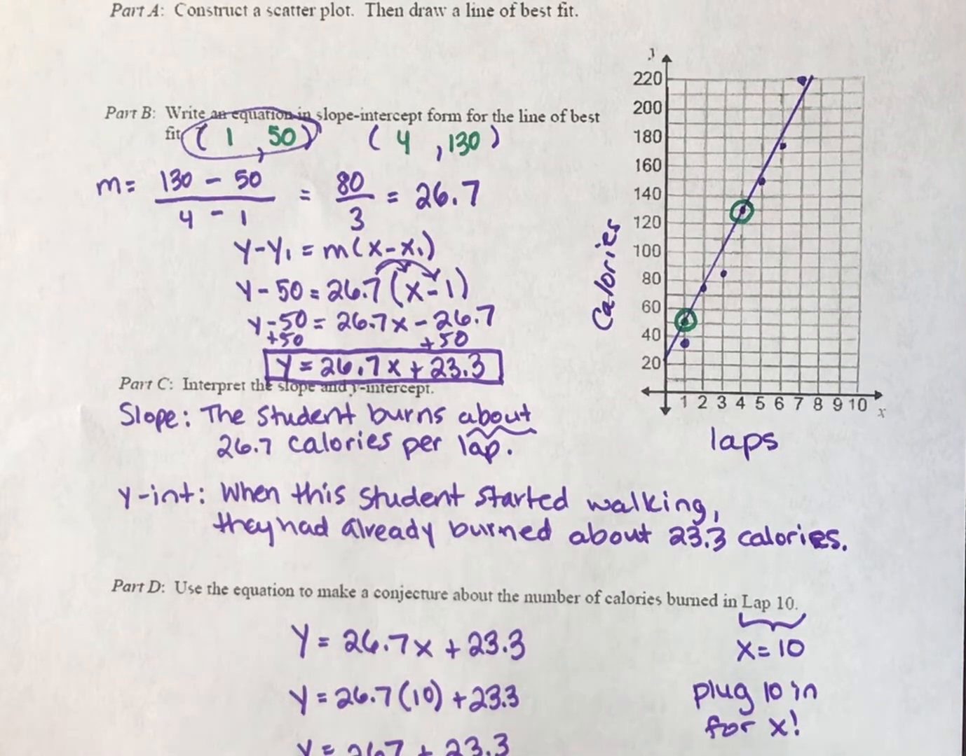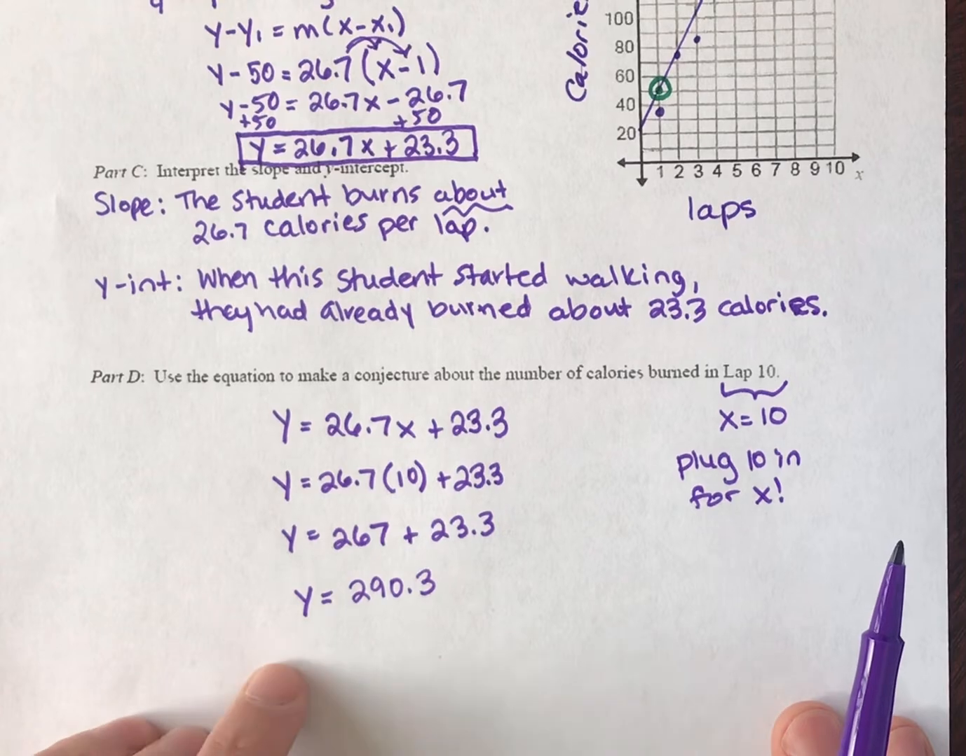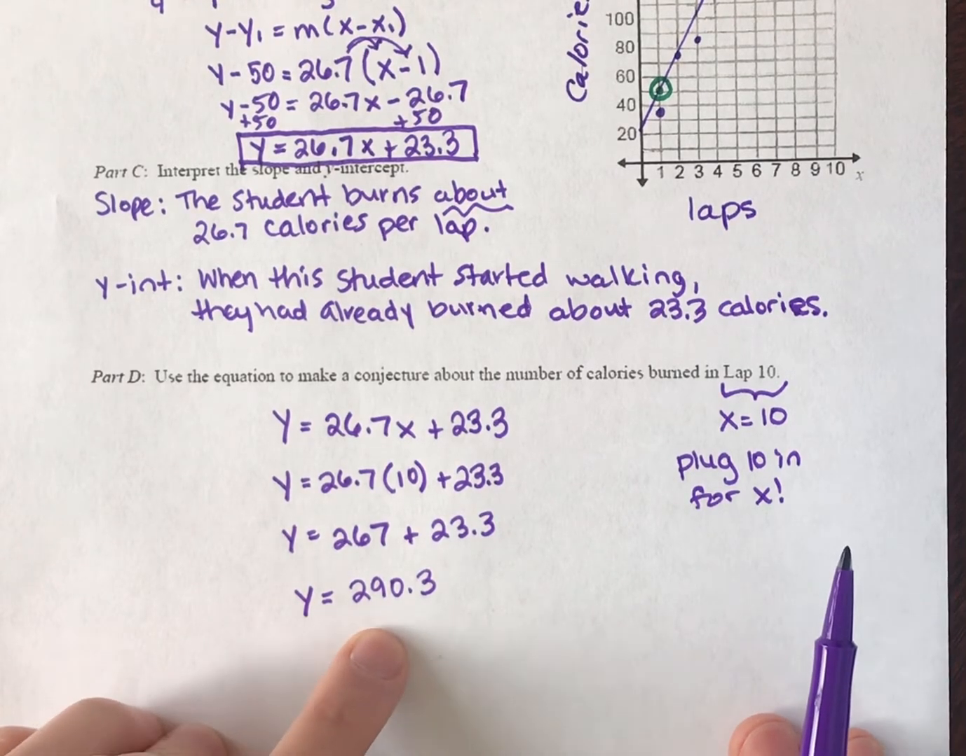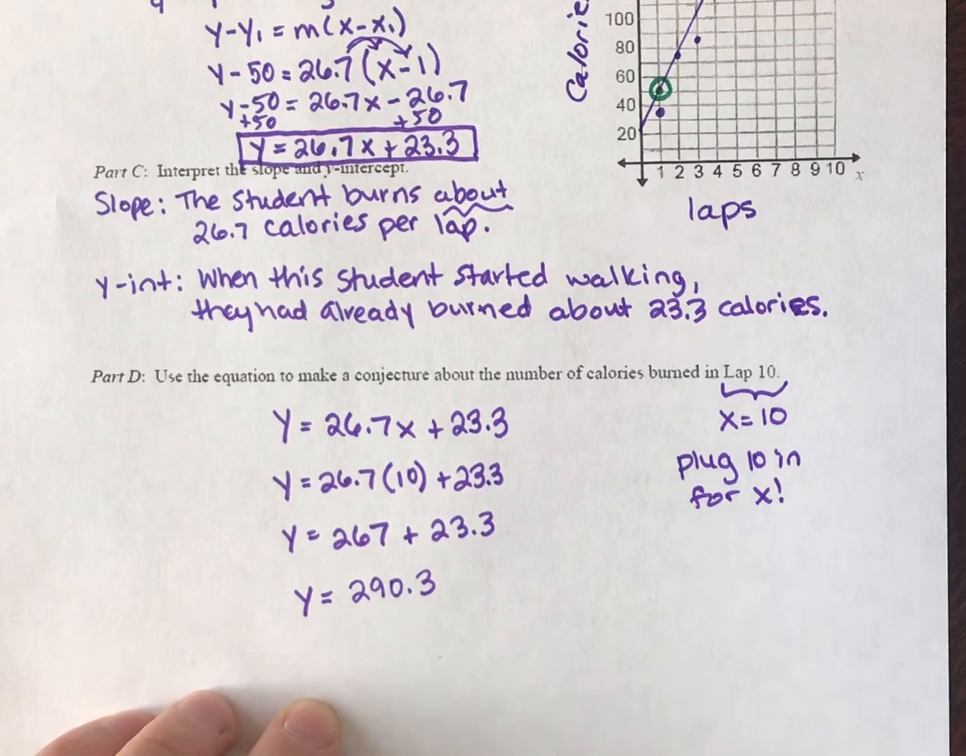Okay, and I don't want to leave my answer like this. I want to attach a unit to it, right? So when we're talking about 10 laps, what happened at 10 laps? Well, after 10 laps, this student burned approximately 290.3 calories.